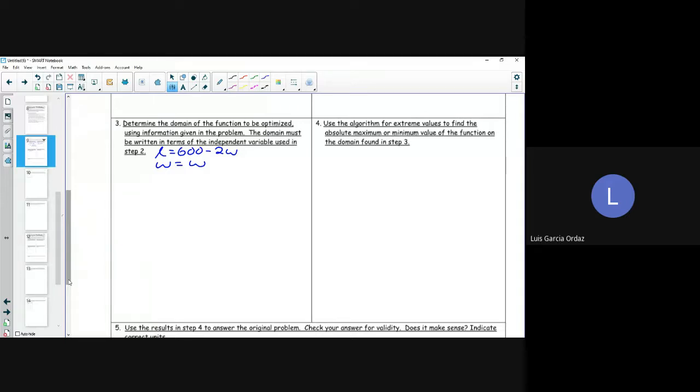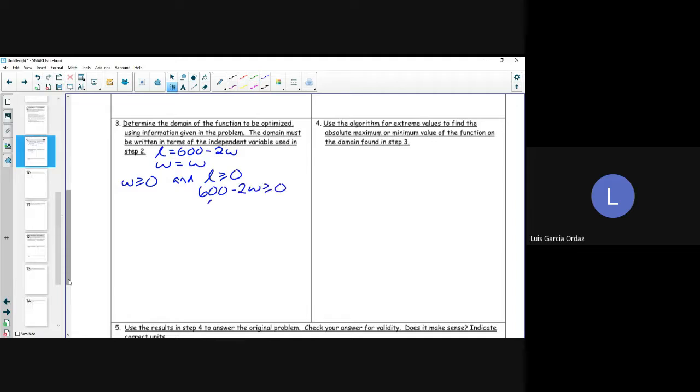So for any measurements, can we have a negative value for our dimensions? No. Which means that my width has to be greater than or equal to 0, which is true. And my length also has to be greater than or equal to 0. But because my length is equal to 600 minus 2w, we can write it as an inequality: 600 minus 2w is greater than or equal to 0.